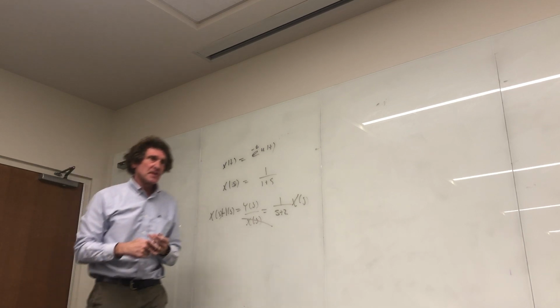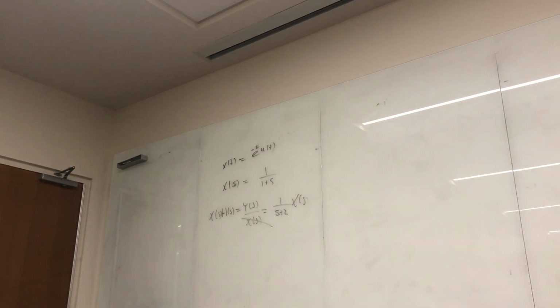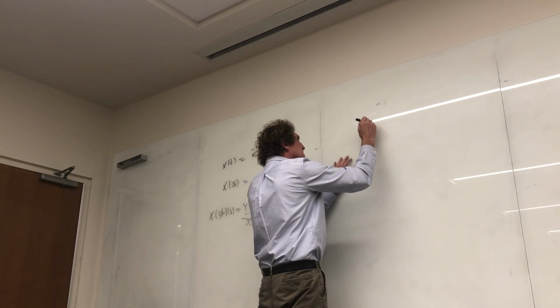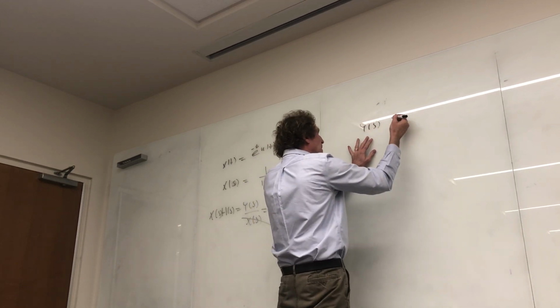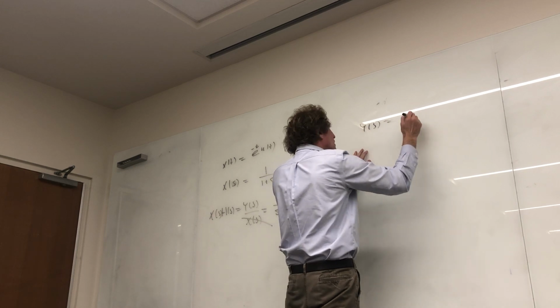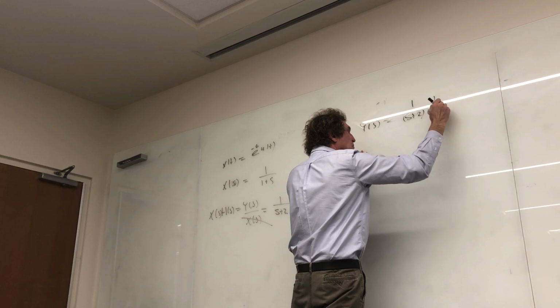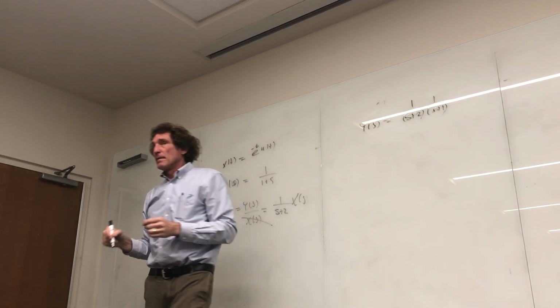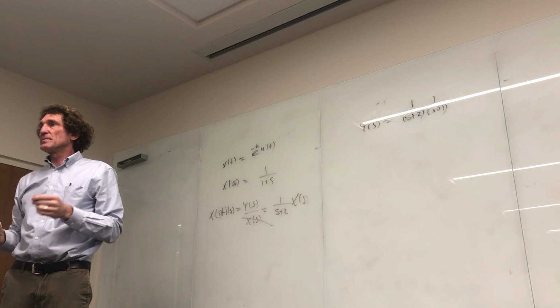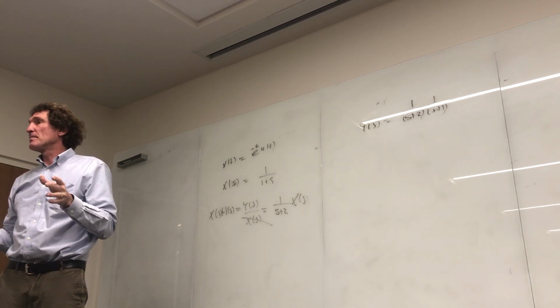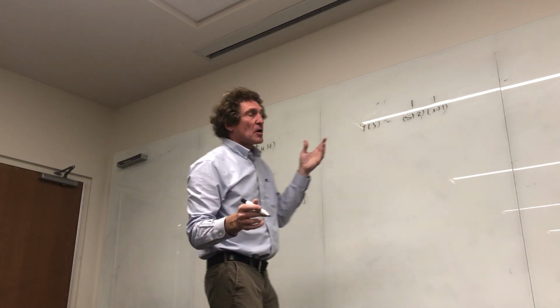Let me see if I can get a darker marker. Well, now what I get is my y of s in the Laplace domain, it could be a y of omega if you want, is just equal to 1 over s plus 2 times 1 over s plus 1, correct? That's the output of the system in the Laplace domain for an input of e to the minus t u of t. Everybody?